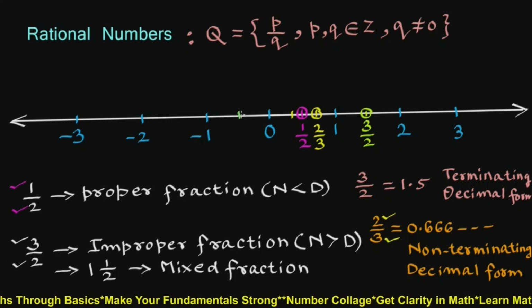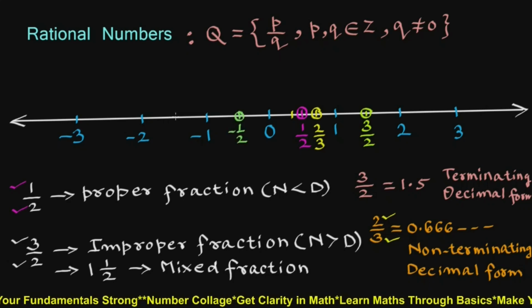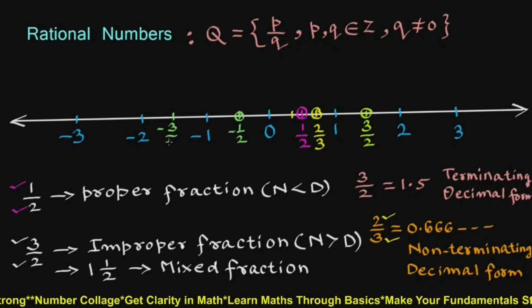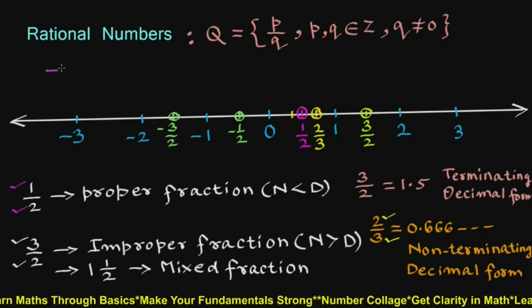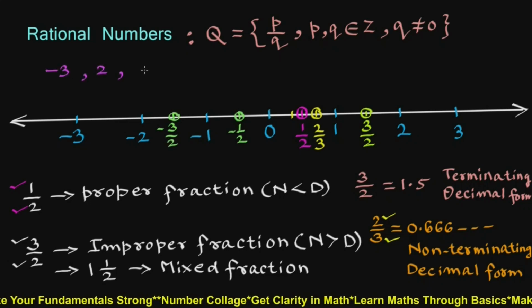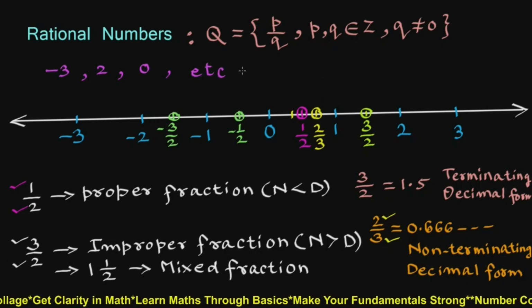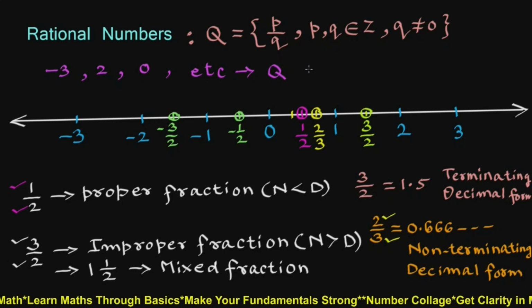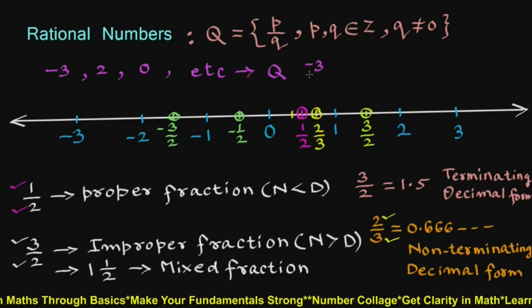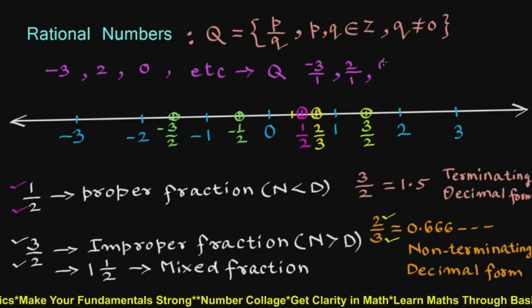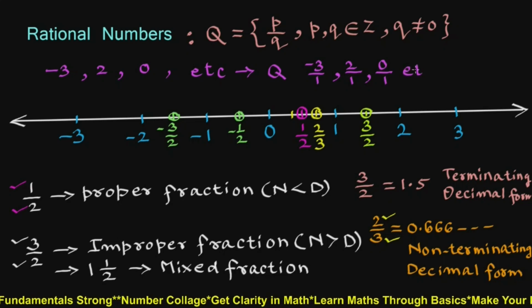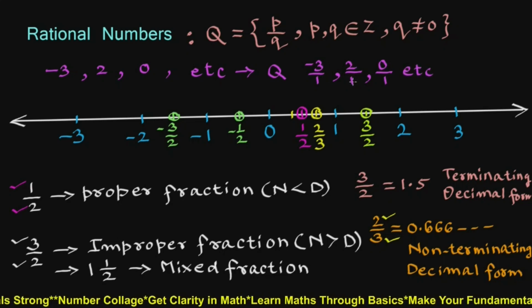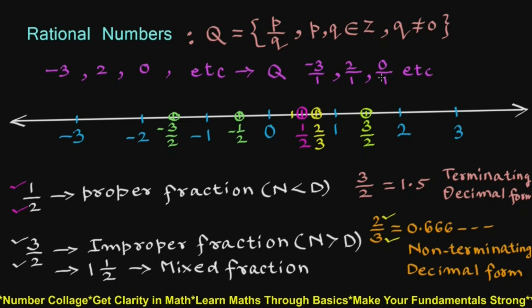Negative half will be here. Negative 3 upon 2 will be here. Integers -3, 2, 0, etc. are also rational numbers Q because they can be written as -3 upon 1, 2 upon 1, 0 upon 1, etc., where both numerator and denominator are integers.